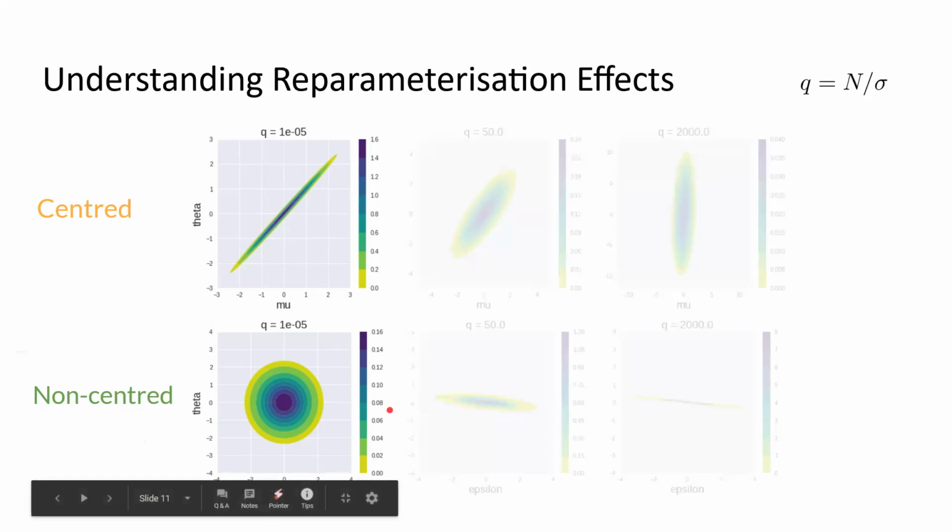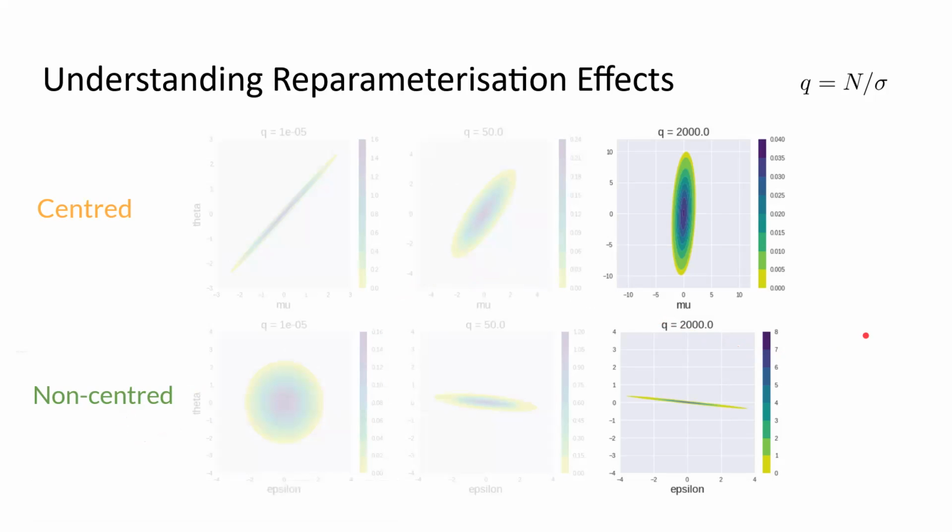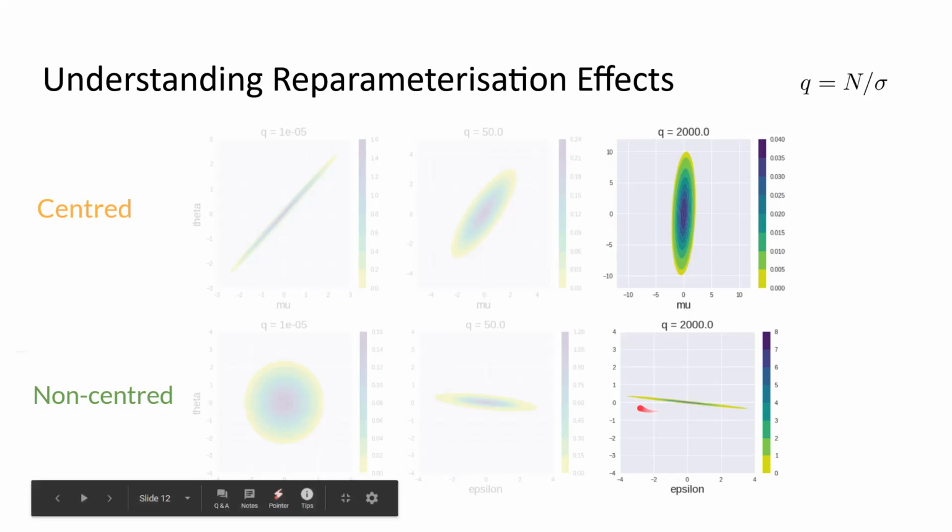But as the data grows, this changes. Now we see that in the centered case, things don't look that bad, because this is almost axis aligned, which means that it actually looks like an independent Gaussian, just with different standard deviation in each direction. While in the non-centered case, we have a really ill-conditioned target density function. It is very thin, and we have a very strong correlation again between epsilon and theta.